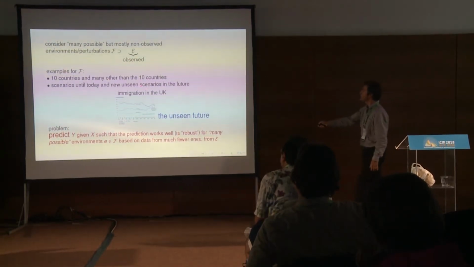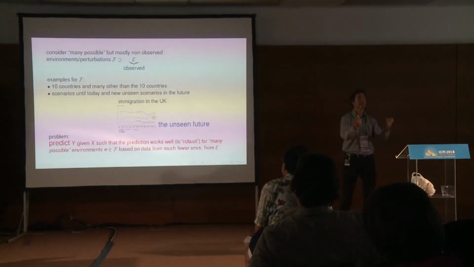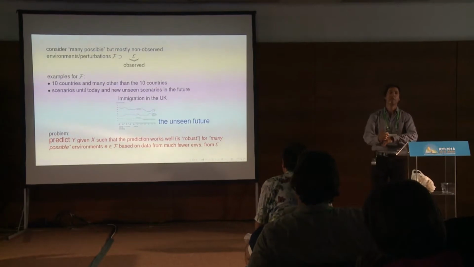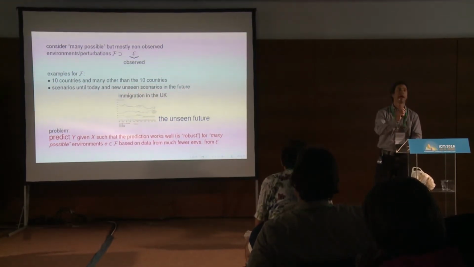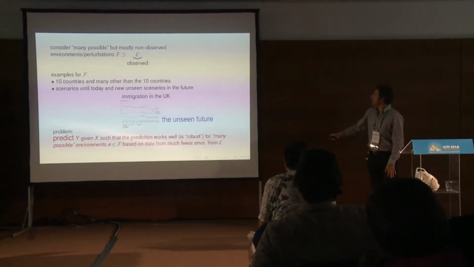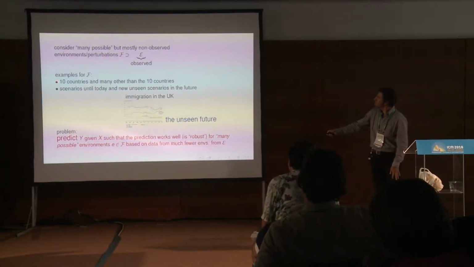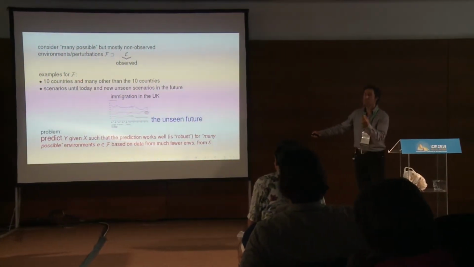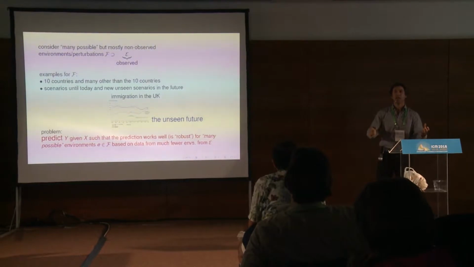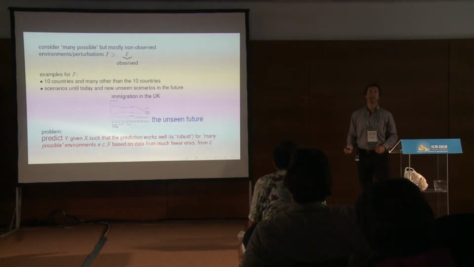In my examples from before, script F could be the 10 countries which I have in the data, and maybe all other countries in the world. From them I have no data. Or in the economical prediction problem, it could be the scenarios which I have until today, and very many potential future scenarios which I have not seen in the data.